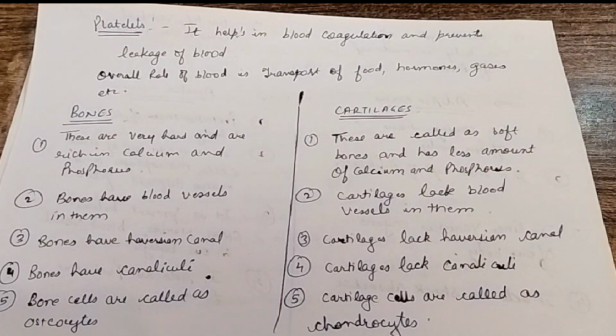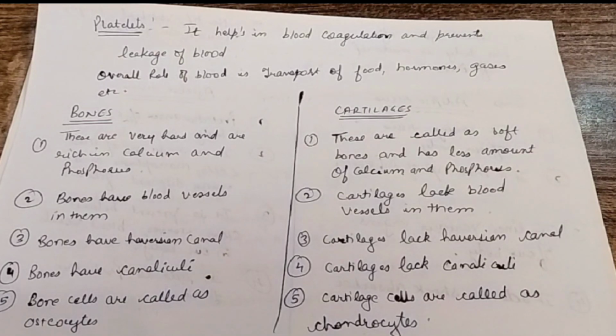Then the next type of connective tissue is bones and cartilages. See, within our body there are 206 bones and various cartilages. The bones and cartilages are different in many ways. First of all, the bones are very hard because they are rich in calcium and phosphorus, whereas the cartilages are known as soft bones because they have less calcium and phosphorus. Hence, they are different from the bones. They are not so tough.